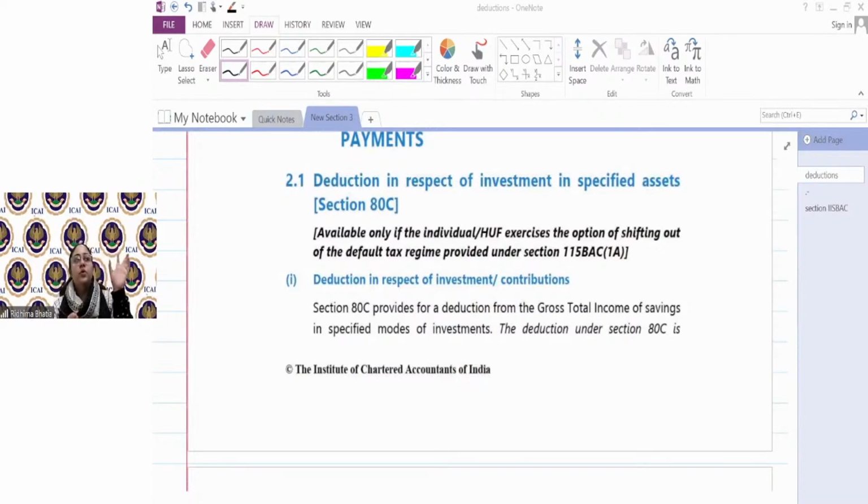First, you will compute your income from different heads. Then you will give the clubbing impact, if any income is to be included. Then you will do set off and carry forwards. And then you will come to the gross total income. Correct. Casual income is also special rate income. There are no deductions available from it.